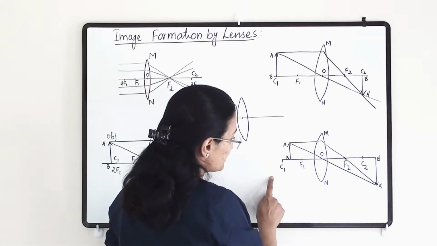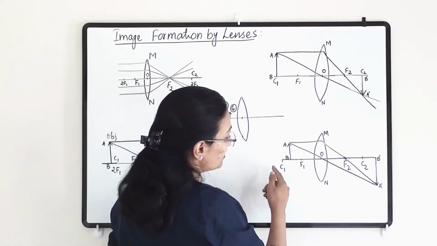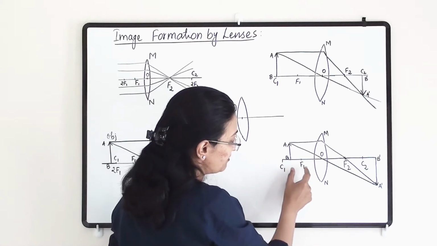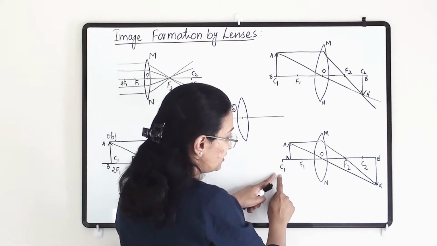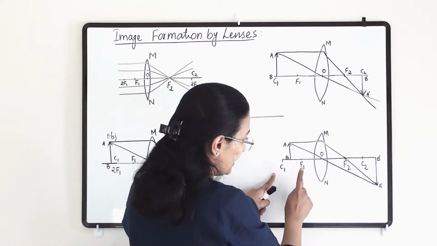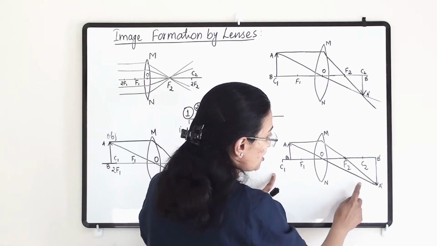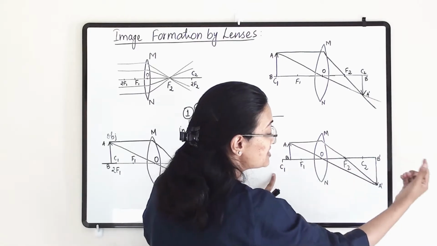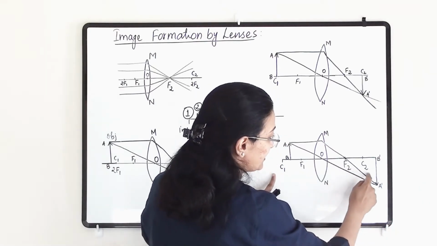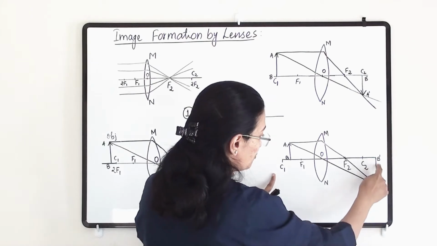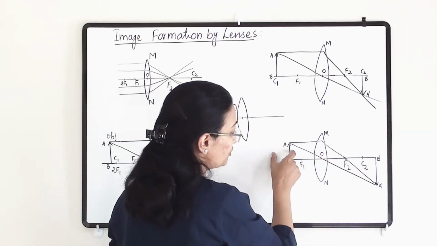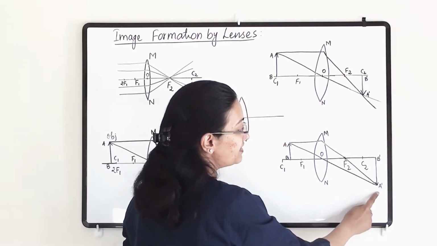Now in the fourth case, we move towards F1, so we keep our object in between C1 and F1, in between the center of curvature and the focus point. At that time we will get the image beyond C2, that is, beyond the center of curvature on the other side of the lens. The image is enlarged, very big compared to our object, real and inverted.